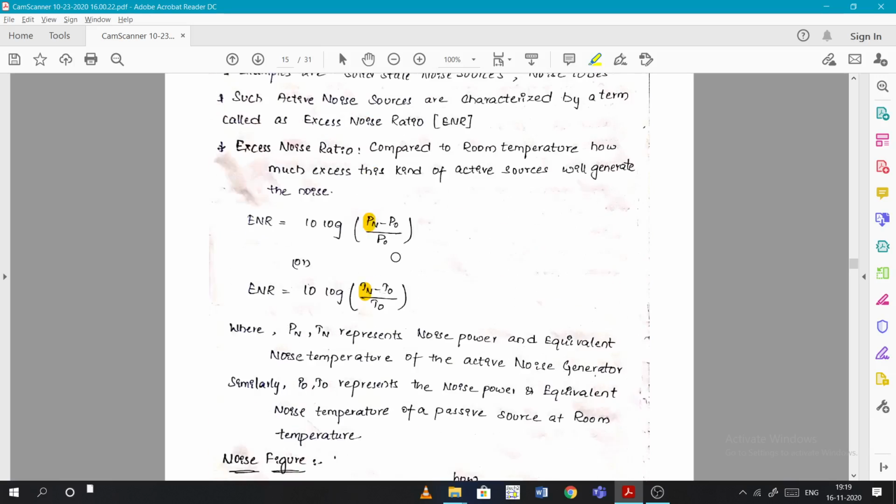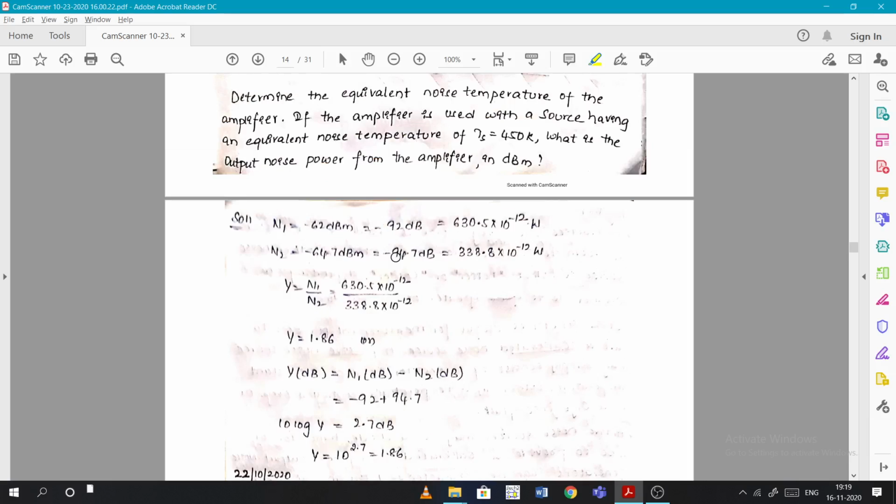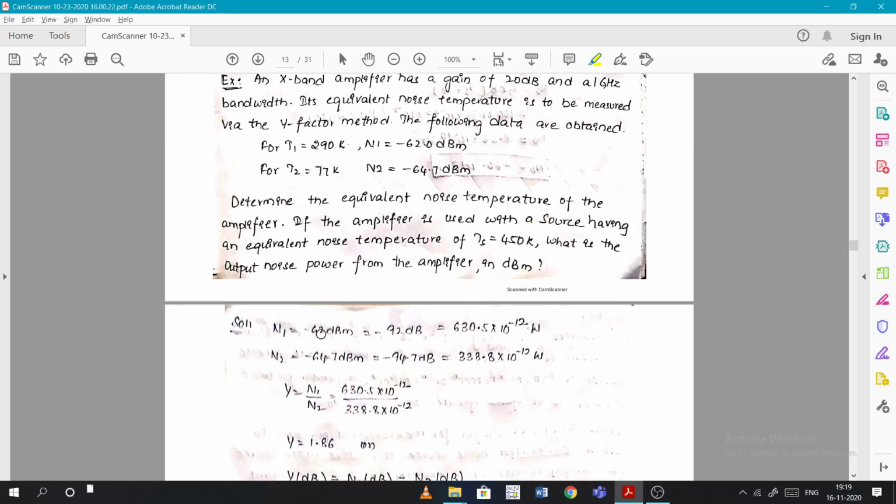The noise figure. Basically the problem is a direct one. They have given n1 and n2, so we need to convert them into normal values. Here first it is in dBm, minus 62 dBm. If you want to convert this dBm into dB, we should subtract 30, so minus 92. We know how to convert dB to watts: 10 log x equals minus 92. So find out what it is.